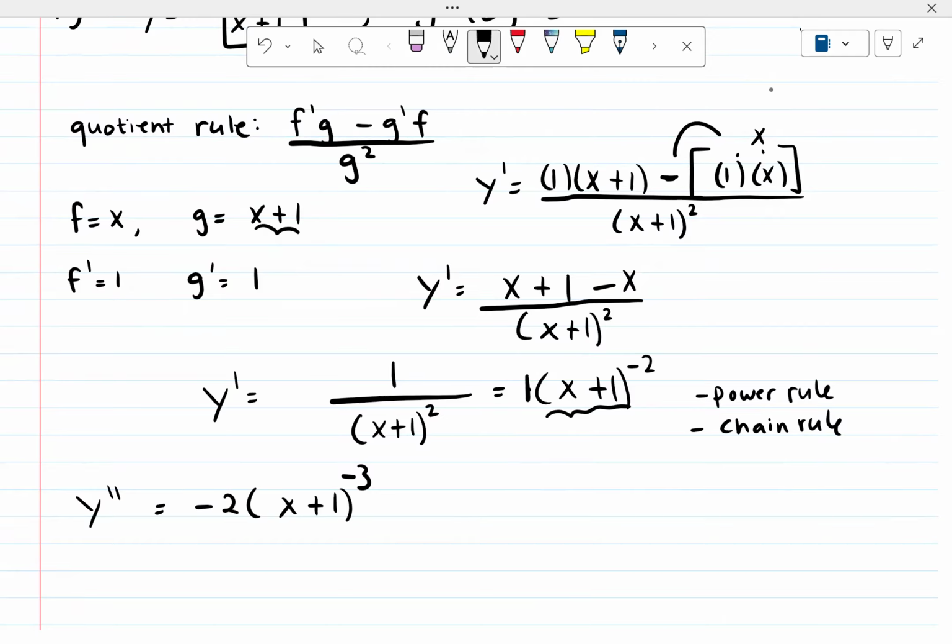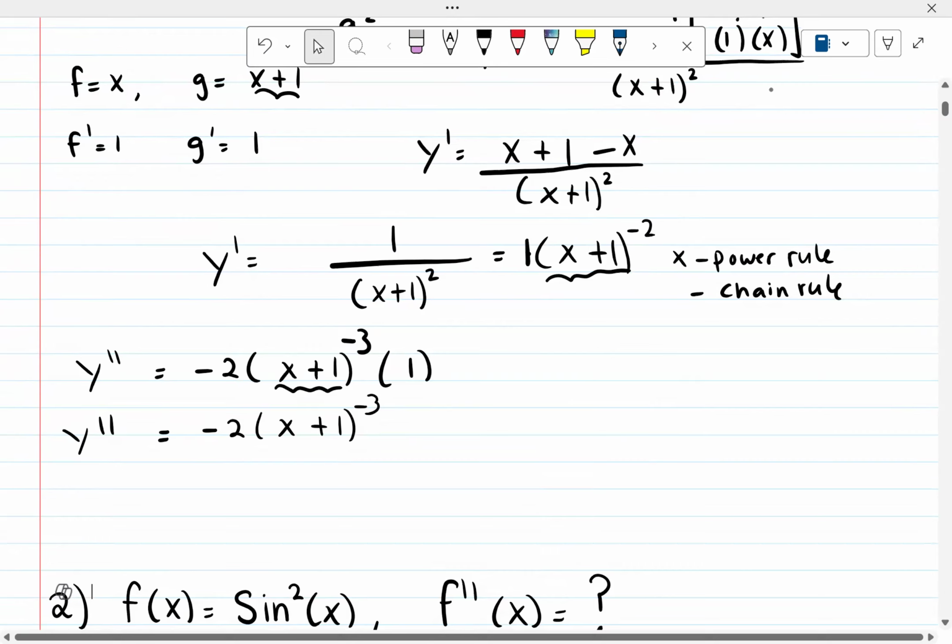Okay, so we did the power rule. Now do the chain rule. Basically, it's just the derivative of the inner parentheses. So what is the derivative of x plus 1? Just 1. So let's clean this up. 1 times negative 2 is negative 2, and then we have x plus 1 to the negative 3. So we have y double prime.